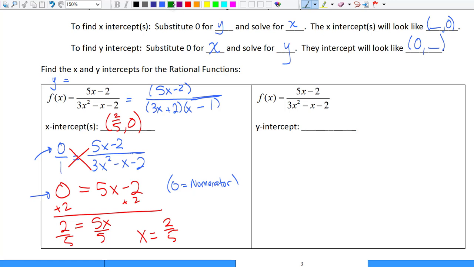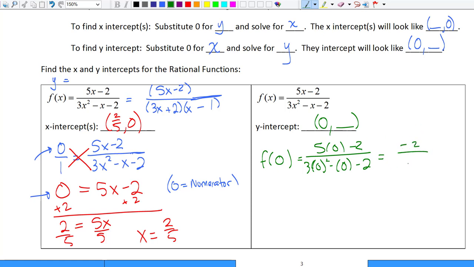Let's go ahead and try the next one, the y-intercept. In order to find the y-intercept, I know my answer is going to look like 0, comma something. I'm just going to plug 0 in for every x. So f of x, but x is now 0, is 5 times 0 minus 2 over 3 times 0 squared minus 0 minus 2. I work the top, and that gets me negative 2. I work the bottom, and that gets me 0 minus 0 is 0 minus 2 is negative 2, and that reduces to 1. So 0, comma 1.